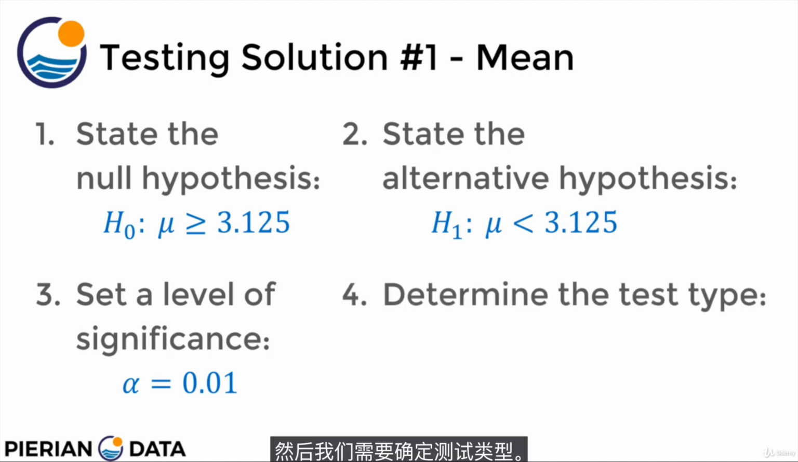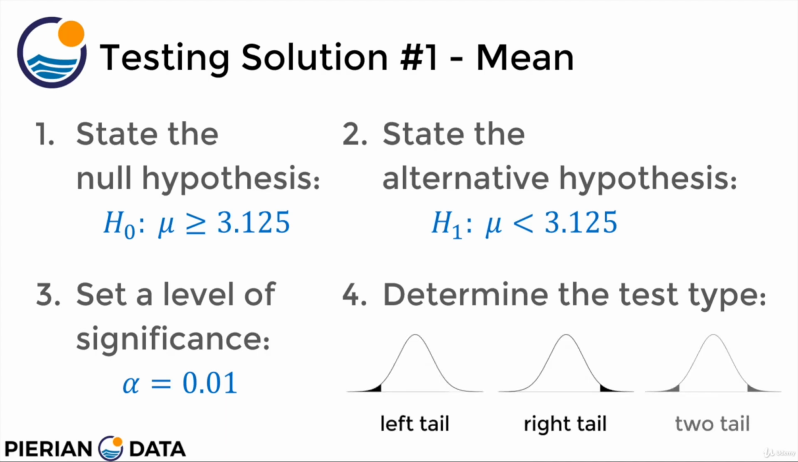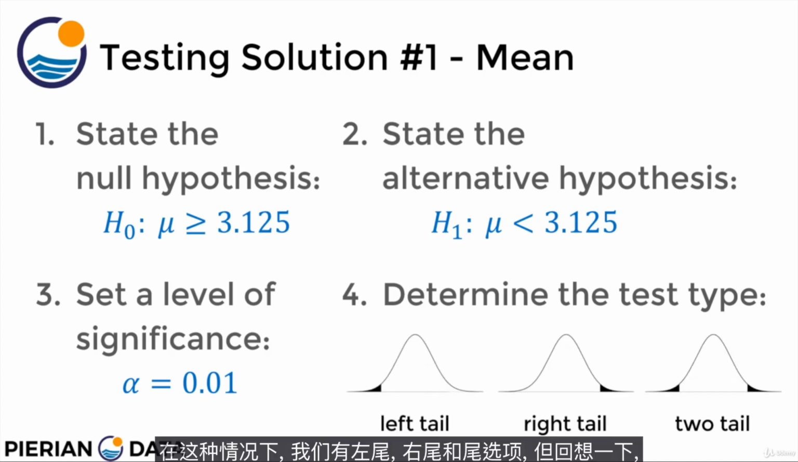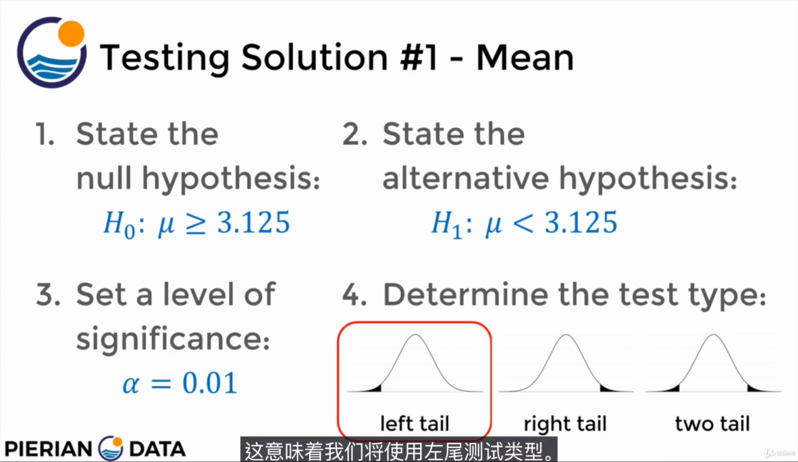Then we need to determine the test type. In this case, we have the left tail, right tail, and two tail options. But recall that we're saying the null hypothesis was that the mean is greater than or equal to, which means the alternative hypothesis is then less than. So that means we're going to be using the left tail test type here.